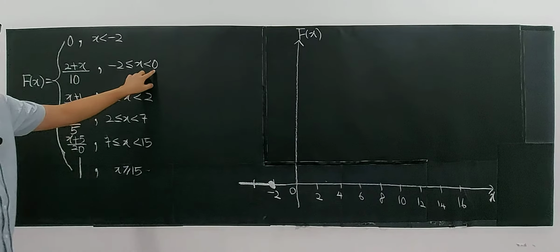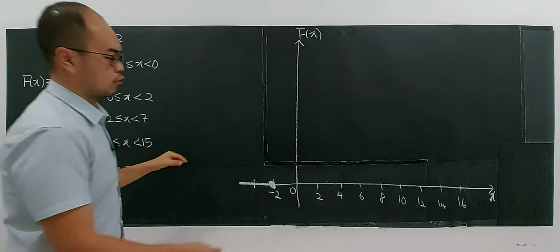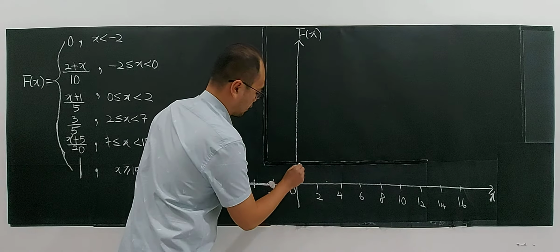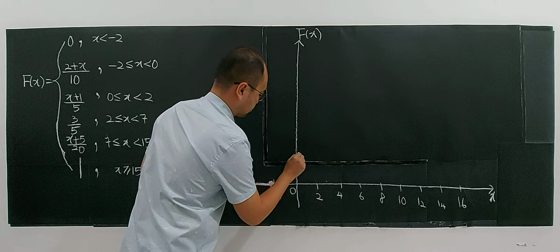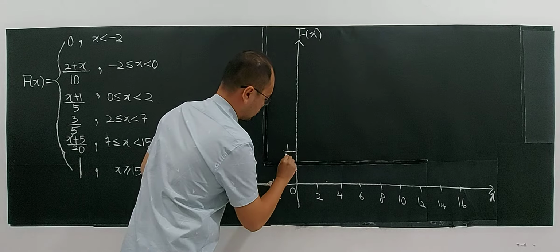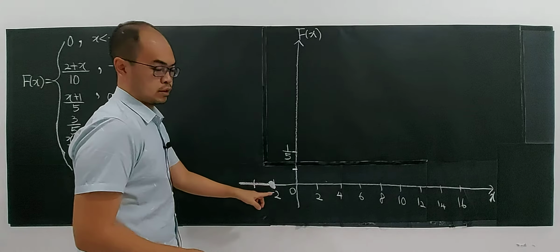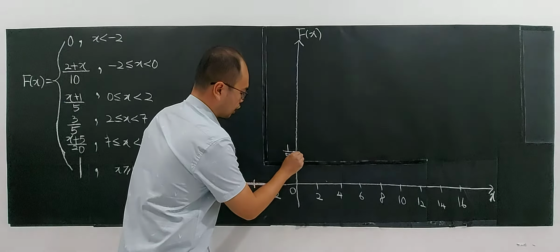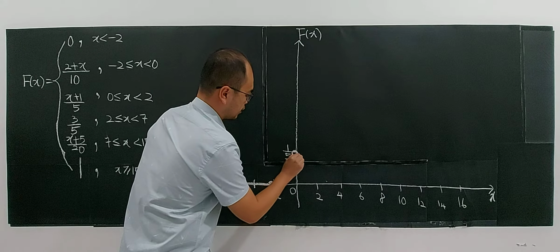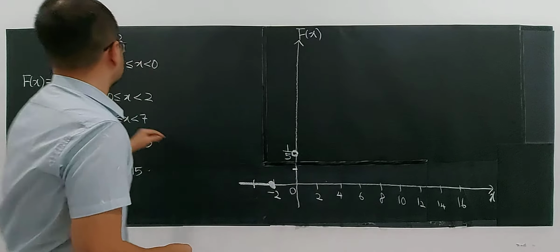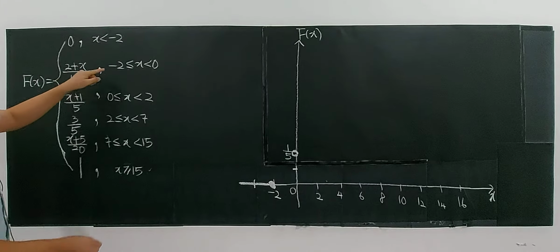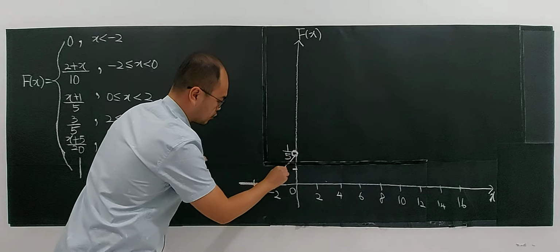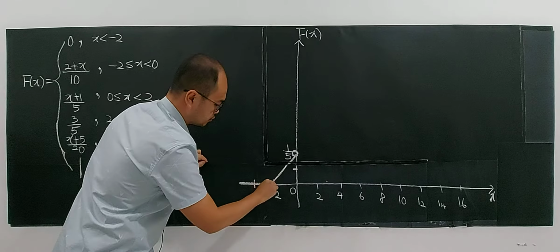So how about 0, right? Substitute 0, you're getting 1 over 5. So maybe I can put the 1 over 5 here. So at -2, then here will be 1 over 5, an empty circle, right? So 0, 1 over 5. So you draw a straight line here.